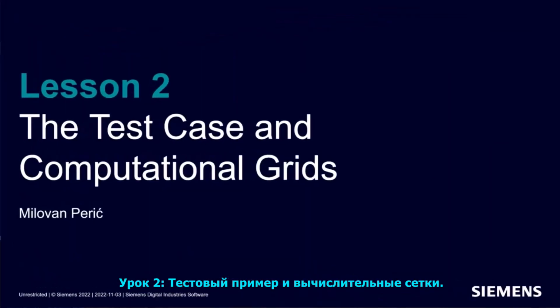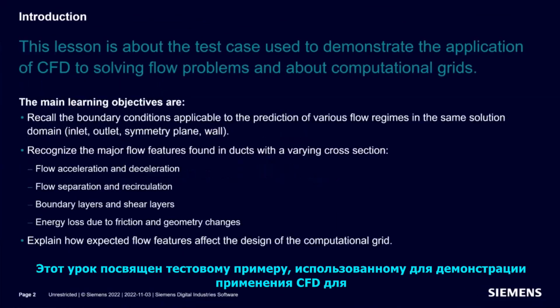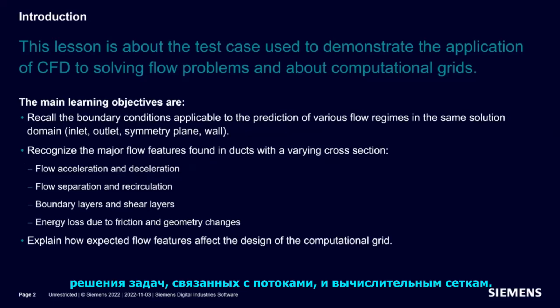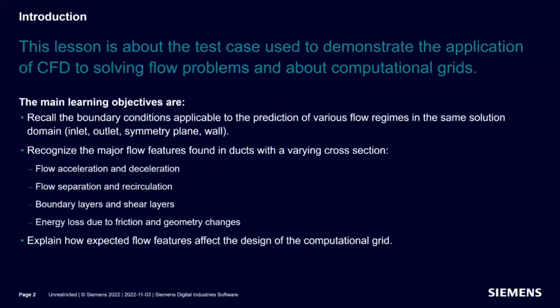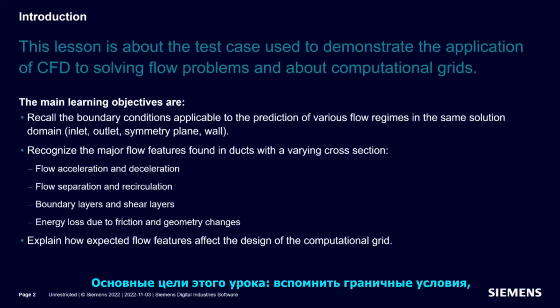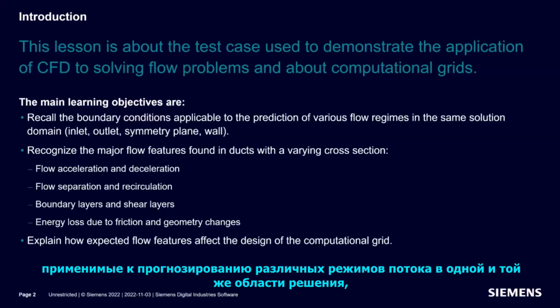Lesson 2. The test case and computational grids. This lesson is about the test case used to demonstrate the application of CFD to solving flow problems and about computational grids. The main objectives of this lesson are to recall the boundary conditions applicable to the prediction of various flow regimes in the same solution domain, like inlet, outlet, symmetry plane, and wall boundaries.